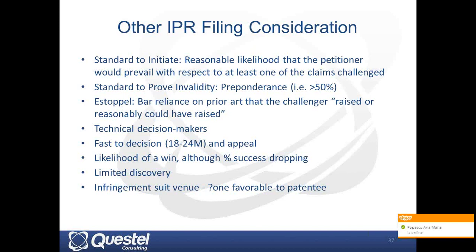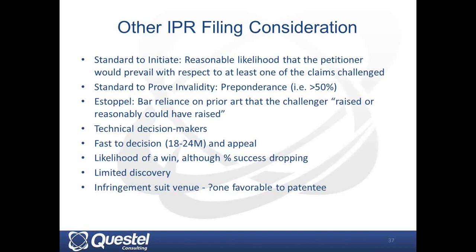The decision is very fast to conclusion, 18 to 24 months. And historically, over recent history, the likelihood of being successful in, if not completely knocking out the whole patent, certainly knocking out key claims, has been very high. We have seen that success rate drop over the last few months, however. There's limited discovery, some discovery, but it's very, very limited, certainly compared to federal courts.